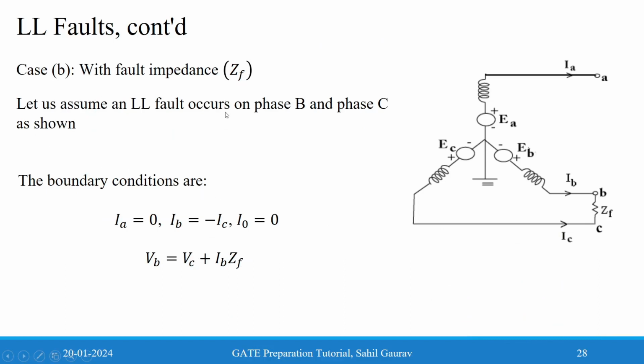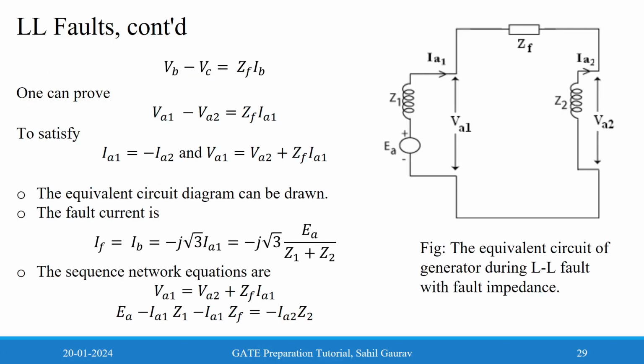So with fault impedance, just as in the previous case, here VB is equal to VC plus IB times ZF; ZF comes into the picture. In the previous case, we assumed the fault occurs on phase B and phase C, and here we are considering this fault impedance ZF. So IA is equal to 0 because we are considering the unloaded condition, IB is equal to minus IC, and I0 is equal to 0 since no ground is present. From VB minus VC equal to ZF IB, one can prove VA1 minus VA2 equals ZF IA1.